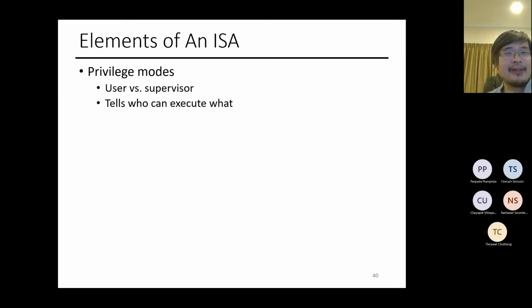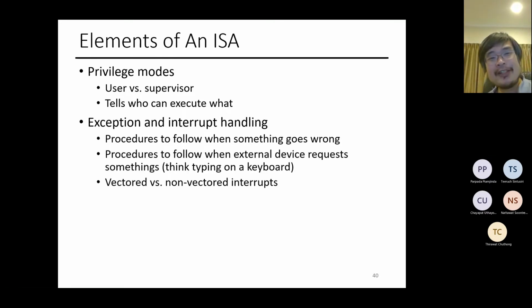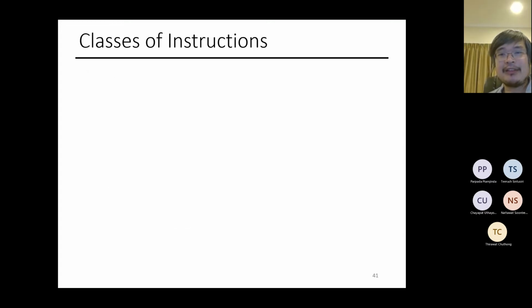Privilege mode tells who can run what, right? How do you handle exceptions and interrupts? What are the procedures to follow when something goes wrong, right? What are the procedures to follow when, say, an external device, like someone typing on the keyboard? How do you handle that? Do you use vector interrupts or non-vector interrupts, right? How do you use virtual memory? How do you use access protection, right?